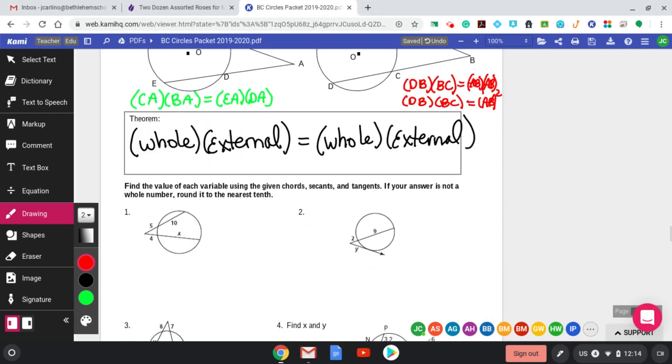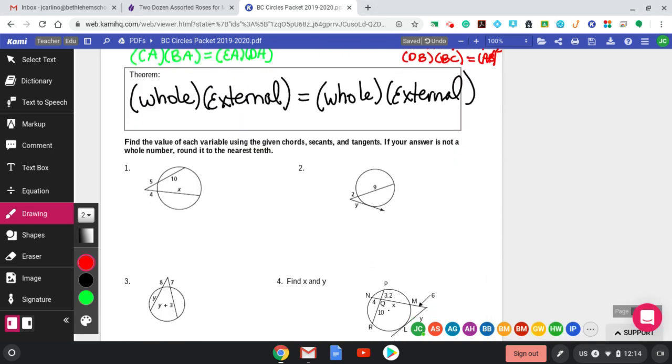Okay, so let's go on to some of our examples here. For this first one, if your answer is not a whole number, round to the nearest tenth. Okay, so here we go. We got two secants. Whole secant: I'm going to take 15. Everyone see where I got the 15 from, the 5 and the 10, times its external part, 5, is equal to whole secant. Again, it's 4 and then x. So this is x plus 4 times its external part, 4.